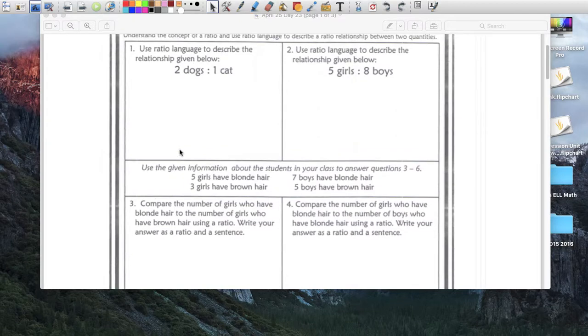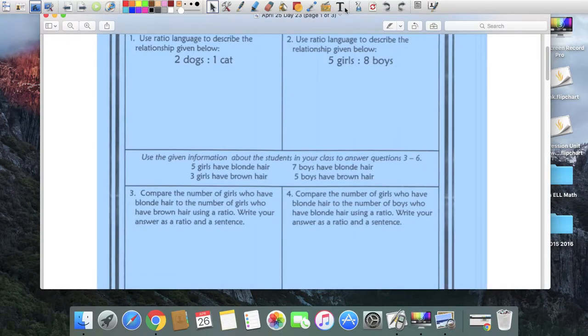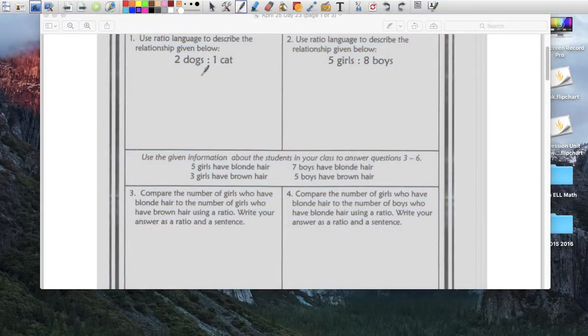So, here we go. Use ratio language to describe the relations given below. For every 2 dogs, there is a cat. So if you're a vet or somewhere, the relationship between the 2 animals, the amount of dogs to the amount of cats, is a 2-to-1 relationship.